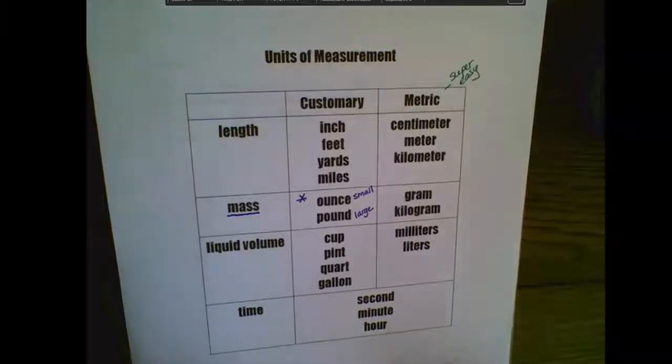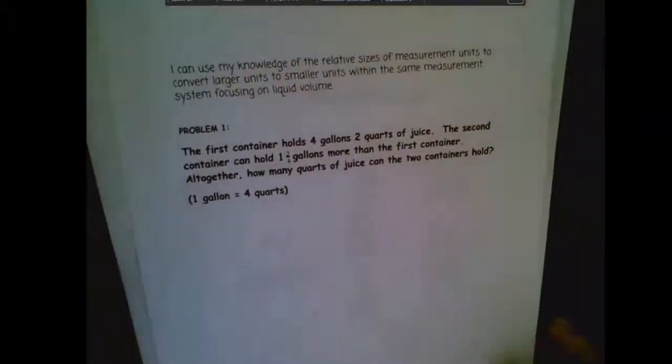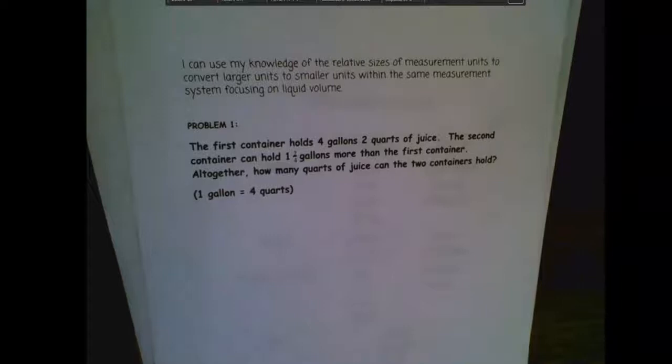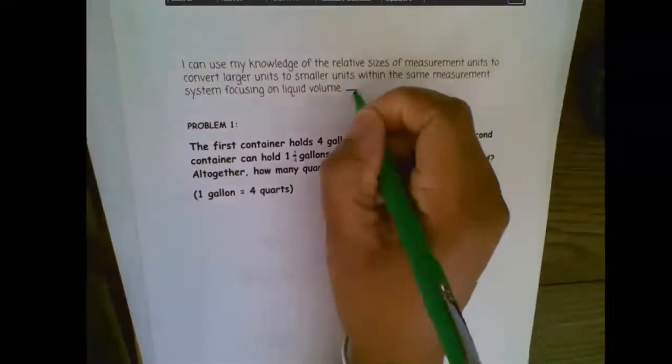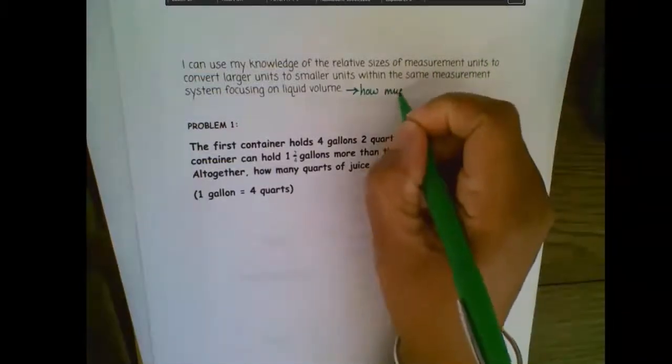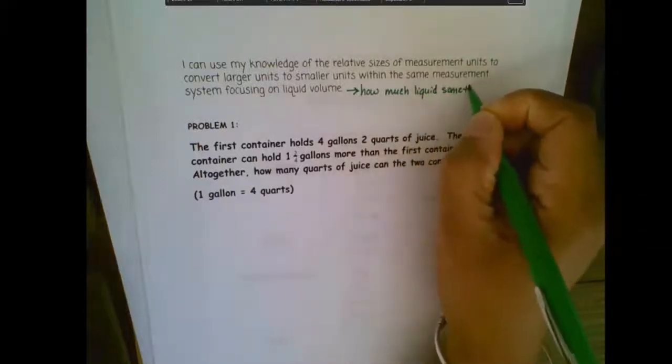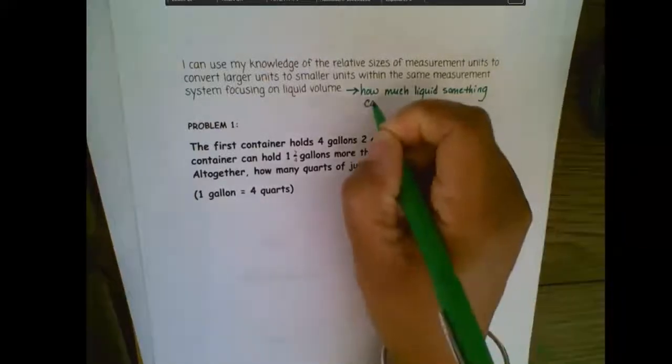And so today we are going to focus on the I can statement. And our I can statement says, I can use my knowledge of the relative sizes of measurement units to convert larger units to smaller units within the same measurement system, focusing on liquid volume. Now, liquid volume is really just how much liquid something can hold.